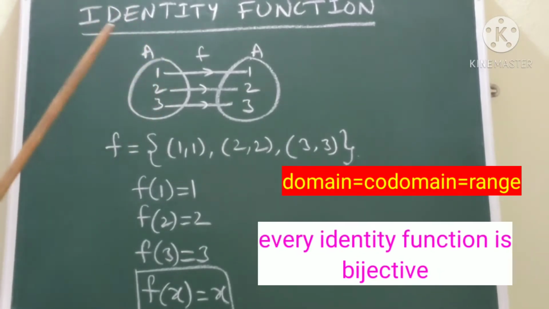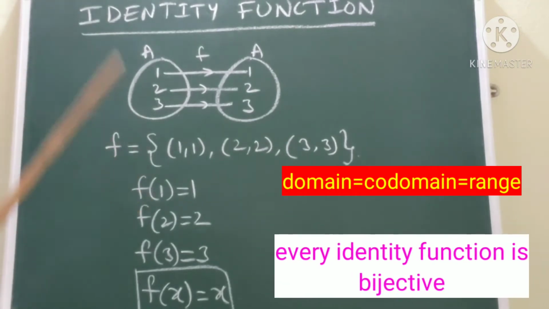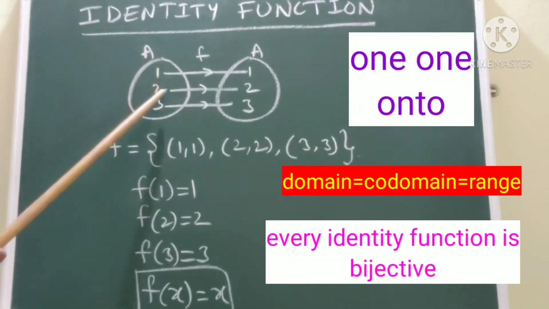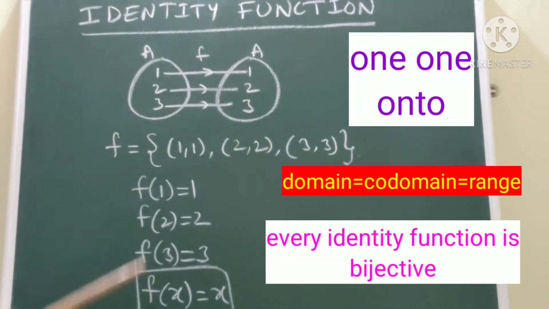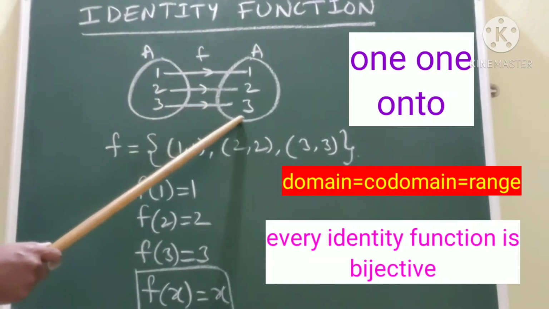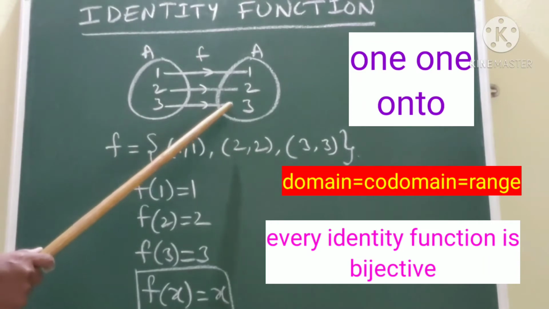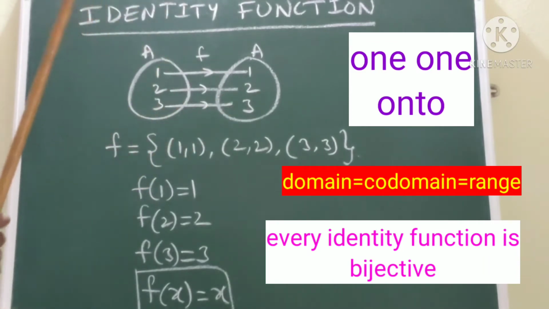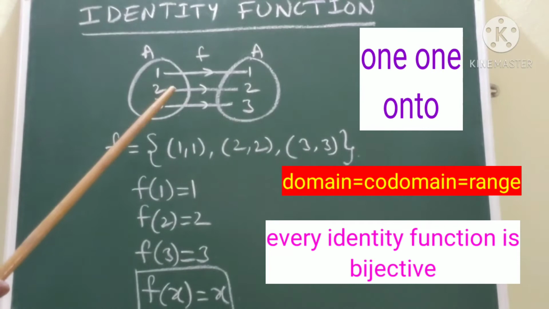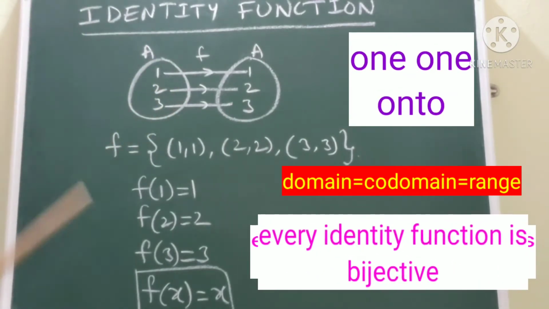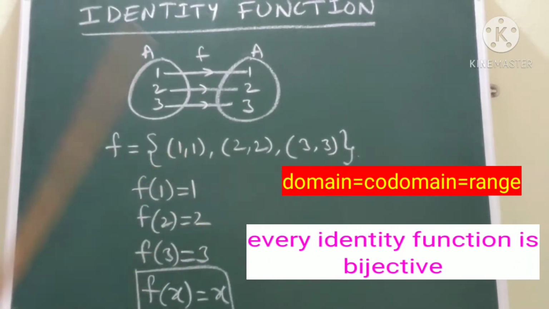Every identity function is bijective, that means it is one-one and onto. Here different elements have different images, that means one-one function, and also codomain is equal to range, then this function is said to be onto function. If it is one-one and onto, the function is also bijective. So we can say that every identity function is bijective function.